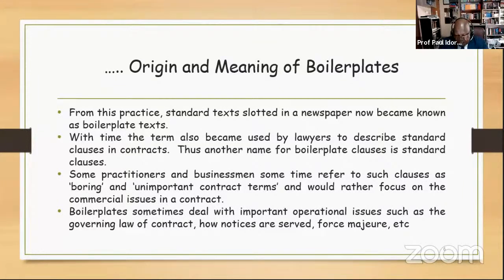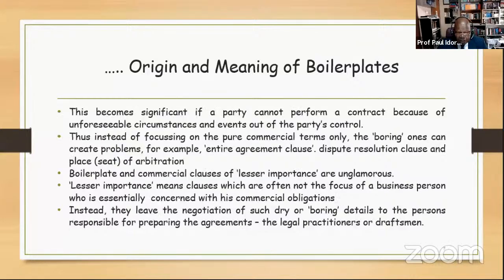So if you do not take time in negotiating this contract, you find that when there's a dispute, it will affect all your commercial obligations. So it's important that we know what they are and the fact that they can create problems. So as businessmen or advisors to businessmen, instead of focusing on the pure commercial terms only, these boring ones can create problems. For instance, the entire agreement clause.